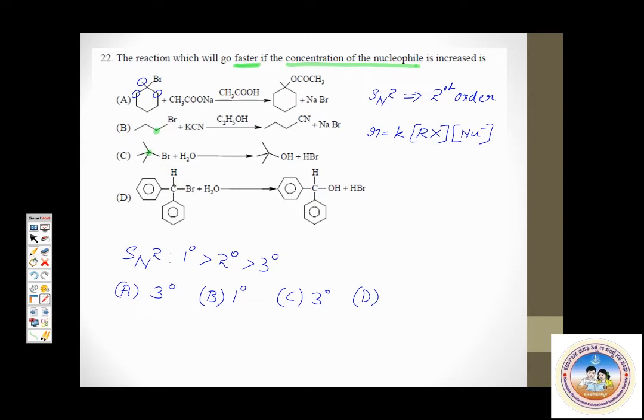Okay. In SN2 mechanism, which reacts the fastest? Primary. That is what is asked. Among the 4 options, which option has a primary halide? Option B has a primary halide. So option B should be our correct answer. Option B is the correct answer for question number 22. Good. Right. Let us proceed. Hope you all have written it down.